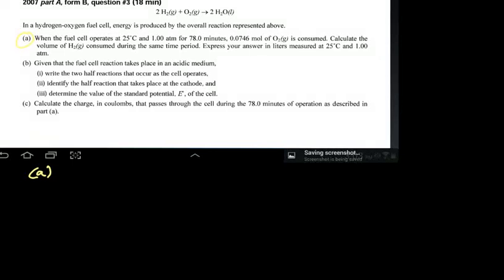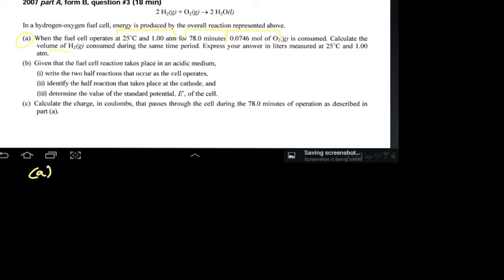All right, this is the second 2007 question, Form B. And so let's look at it. They have a fuel cell, and they tell you the fuel cell operates at a certain pressure and temperature, and for a certain number of minutes, which might kind of hint that we might do a deposition question later on. And they tell you this is how many moles of oxygen are actually used in the reaction. They want to calculate the volume of hydrogen consumed during the same period.